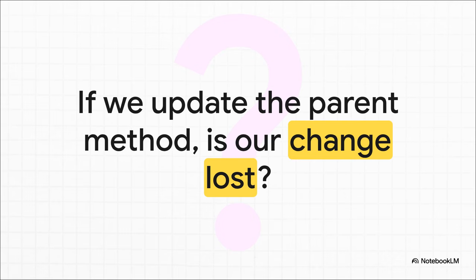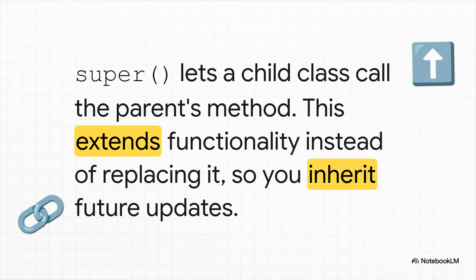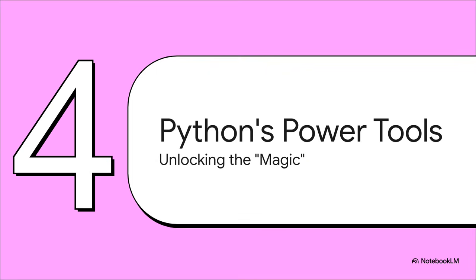Our Jack Russell Terrier class won't get that update because we completely replaced its speak method. We've disconnected it from the parent. The solution is an amazing little function called super. Instead of completely replacing the parent's method, we use super to call the parent's method from inside our child method. This lets us keep all the goodness from the parent, including future updates, while still adding our own custom logic. We're extending, not replacing.